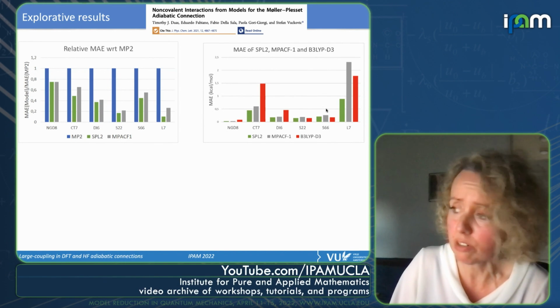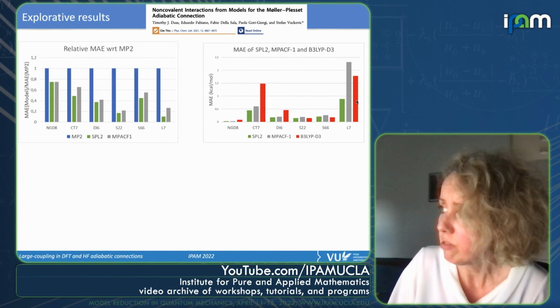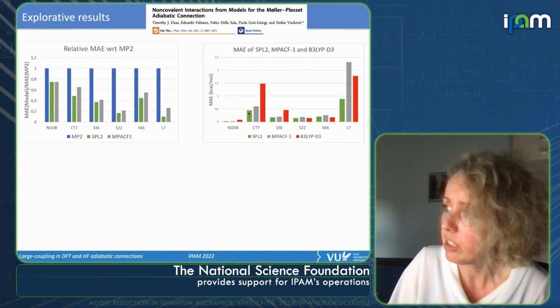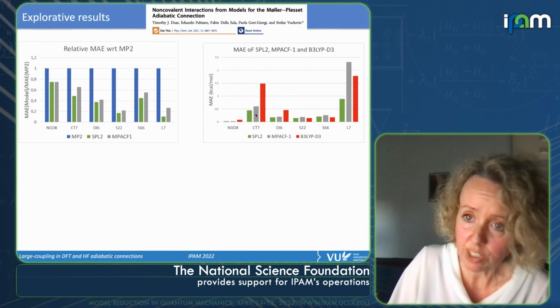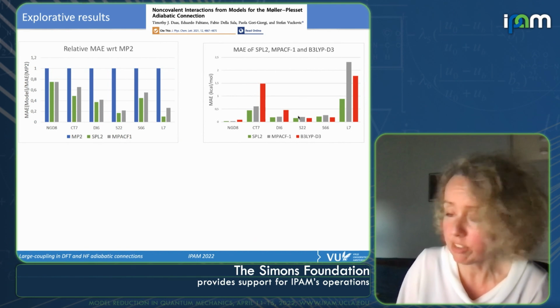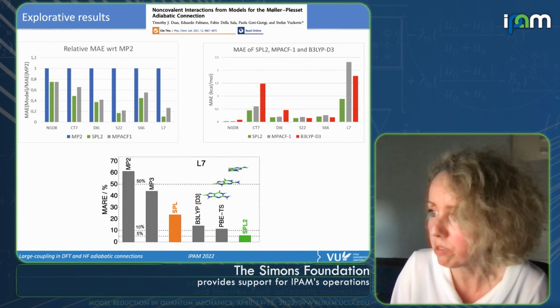This is a comparison with, for instance, BLYP-D3, and what you see is that we can do quite a bit better for this L7, but we can also do much better for charge transfer complexes. So we can do quite well overall on these different kinds of non-covalent interactions. Okay, this is another plot that is not interesting.